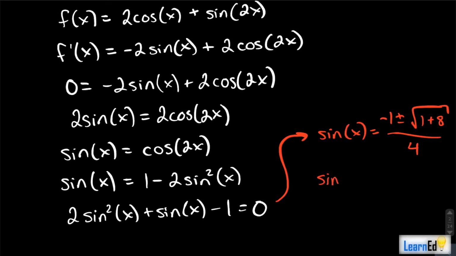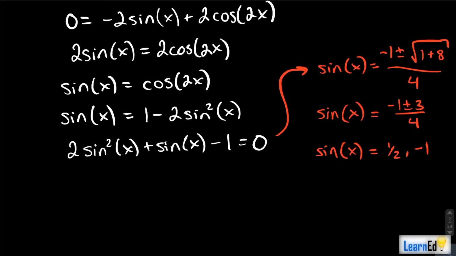assuming that you now have that written down, because I don't want to go too fast here, you end up getting negative 1 plus or minus 3 over 4, right? And so you would get that sine x equals 1/2 and negative 1. Okay, what this means, you can tell, is that x equals pi over 6, right? That's when sine x equals 1/2. And when sine x equals negative 1, it's equal to 3 pi over 2.